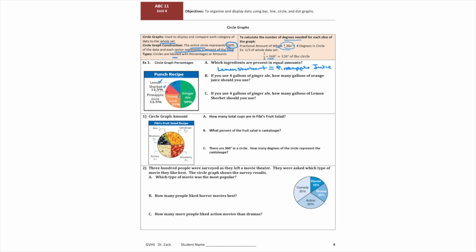Now if you use 4 gallons of ginger ale, how many gallons of orange juice should you use? So 4 gallons is half of this concoction, and I want to know what is a quarter of that. So if the ginger ale is 4 and orange juice, I need half as much, so the orange juice is equal to 2 gallons.